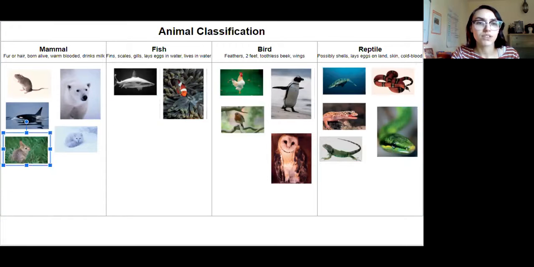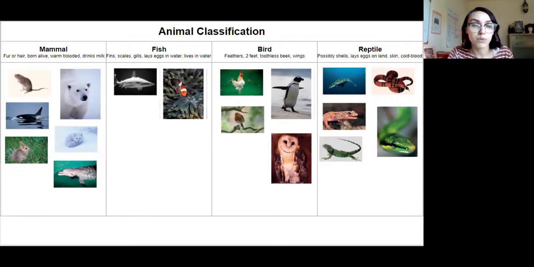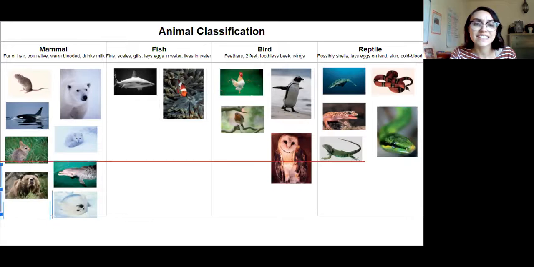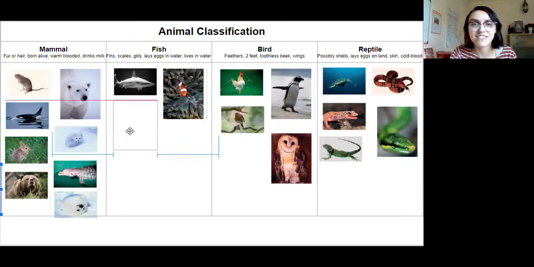A little mammal with fur. Oh, another one that might be surprising. Dolphins are mammals, just for the same reason whales are mammals, okay? We have another furry bear. We have a little furry seal here. And here we have our last fish.